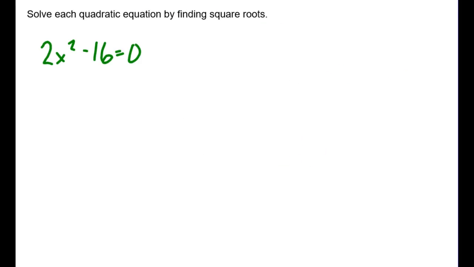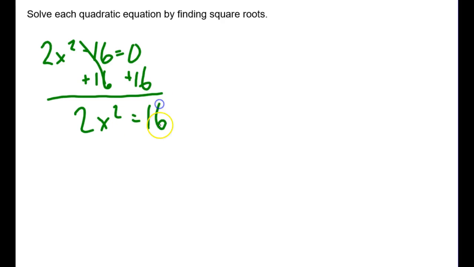First few examples, we want to solve each quadratic equation by finding square roots. We use this method if we're missing the middle term. So we have 2x squared minus 16 equals 0. We have no x term, so we're going to use the square roots method. If we're trying to solve this quadratic equation, we need to isolate our variable. The first thing we're going to do, add 16 to the other side. We're left with 2x squared is equal to 16.